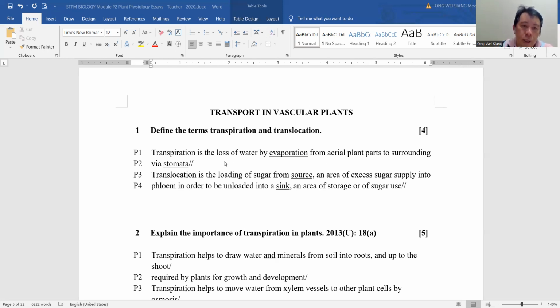Okay, then the translocation is the loading of sugar from source. You cannot say from leaf. You say from source, an area of excess sugar supply, into phloem in order to be unloaded into a sink, an area of storage or of sugar use. So this is the correct definition. Remember.